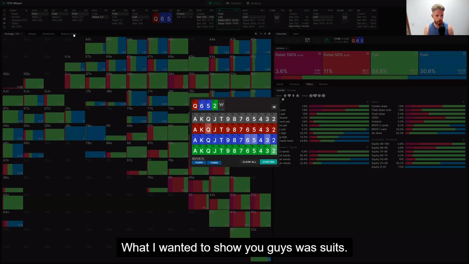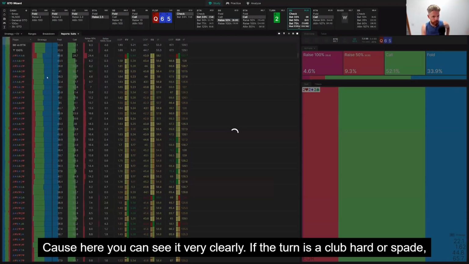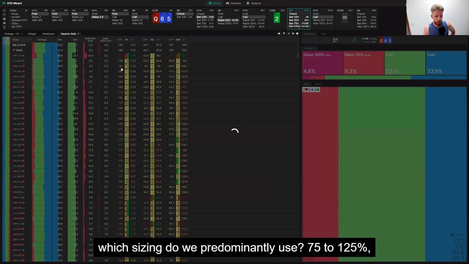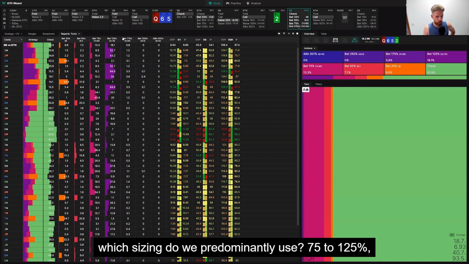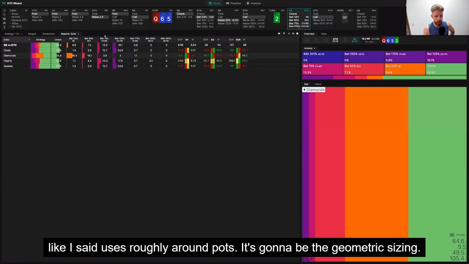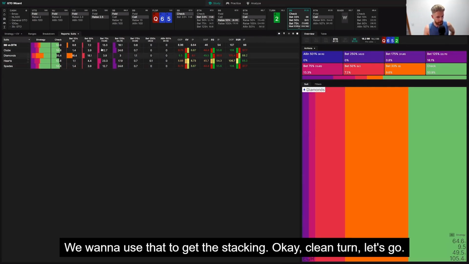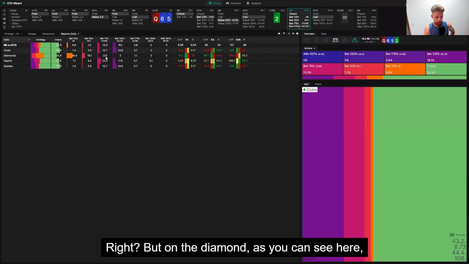And what I wanted to show you guys was suits. Because here you can see it very clearly. If the turn is a club, heart, or spade, which sizing do we dominantly use? 75 to 125%. Like I said, usually it's roughly around pot. This is going to be the geometric sizing. We want to use that to get the stacks in, okay? It's a clean turn. Let's go, all right?